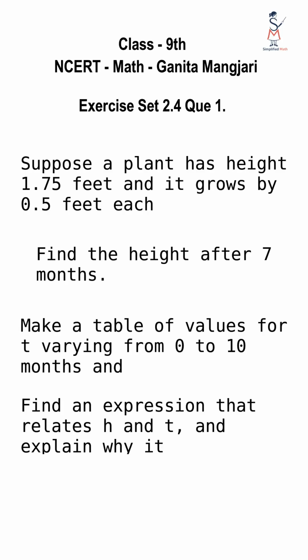Hi, we are doing NCERT class 9, question number 1 of exercise 2.4. Suppose a plant has a height of 1.75 feet and it grows by 0.5 feet each month. You have to find the height after 7 months, make a table of the time and the height, and find an expression that relates H and T. Now here what we will do, first we will do the first portion.